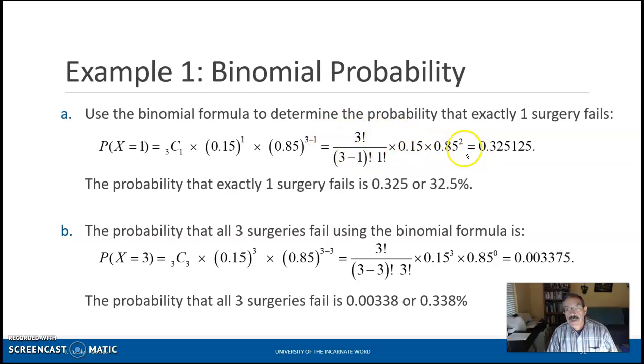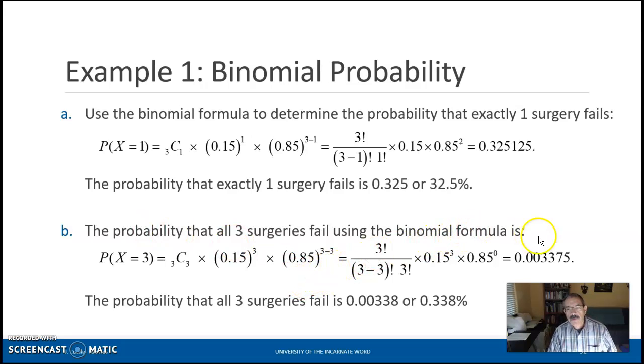You carry out this calculation and you obtain 0.325125, and remember, always interpret the probabilities that you calculate. So the interpretation of this number is that the probability that exactly one surgery fails is 0.325 or 32.5%. Now, in part B, they're asking us to determine the probability that all 3 surgeries fail.